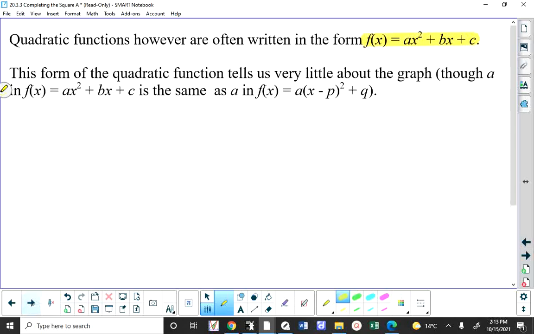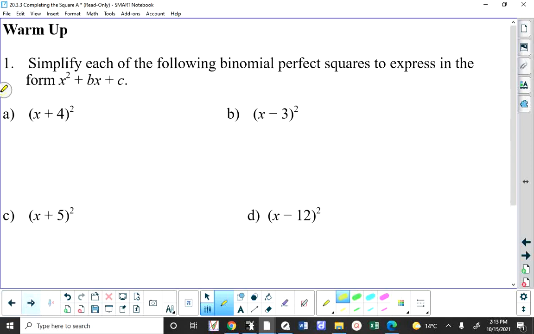So what we are going to be doing is working on converting from ax squared plus bx plus c to f of x equals a times x minus p, quantity squared plus q. But we have a warm-up because there's something about this form, this vertex form, that we need to talk about. You're asked to simplify each of the following perfect squares and write them as x squared plus bx plus c. So notice something. All of these binomials are being squared, so that's what makes them a perfect square.